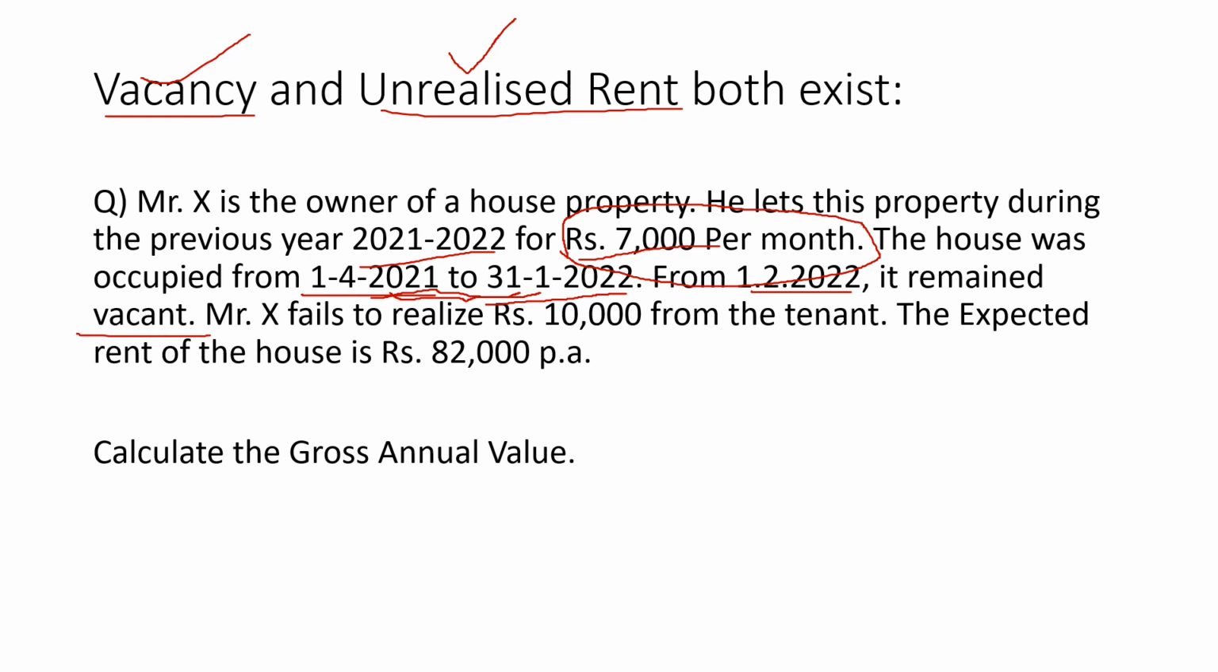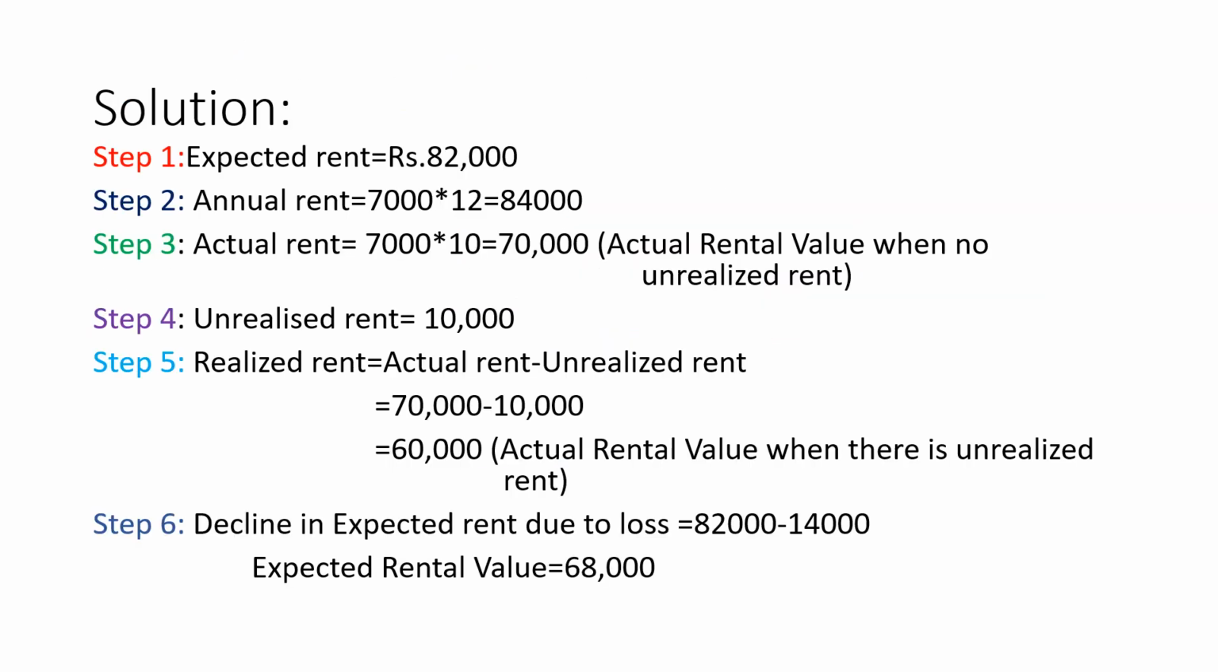So Mr. X failed to realize the rent of 10,000. That means this 10,000 is called unrealized rent from the tenant. The expected rent of the house is 82,000 per annum. So here he is also mentioning that there is an expected rent of a house, that is 82,000 per annum. Now let's go into the solution.